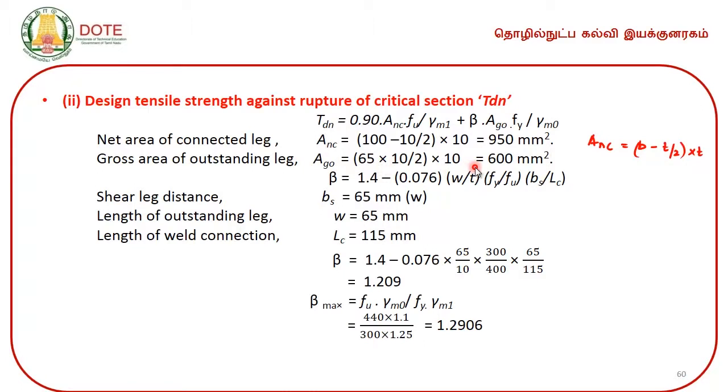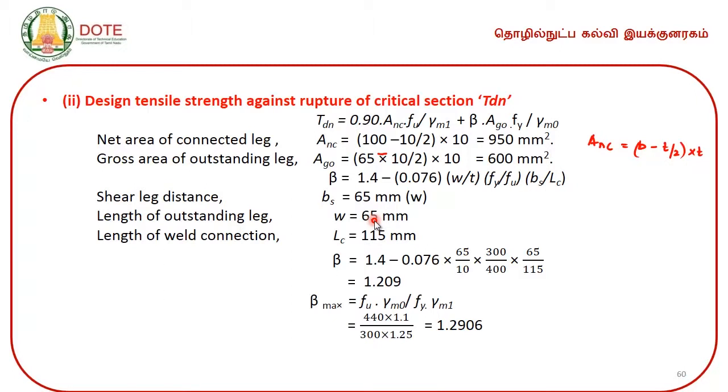This is mistakenly written, of course, this should not be a multiplication here. So, 65 minus, just replace this multiplication symbol by a subtraction symbol, 65 minus 10 by 2 into 10, that will give you the gross area of the outstanding leg or the unconnected leg. And the value of beta is again 1.4 minus 0.076 w by t into fy by fu into bs, where bs is the shear lag distance and Lc is the length of the connection.